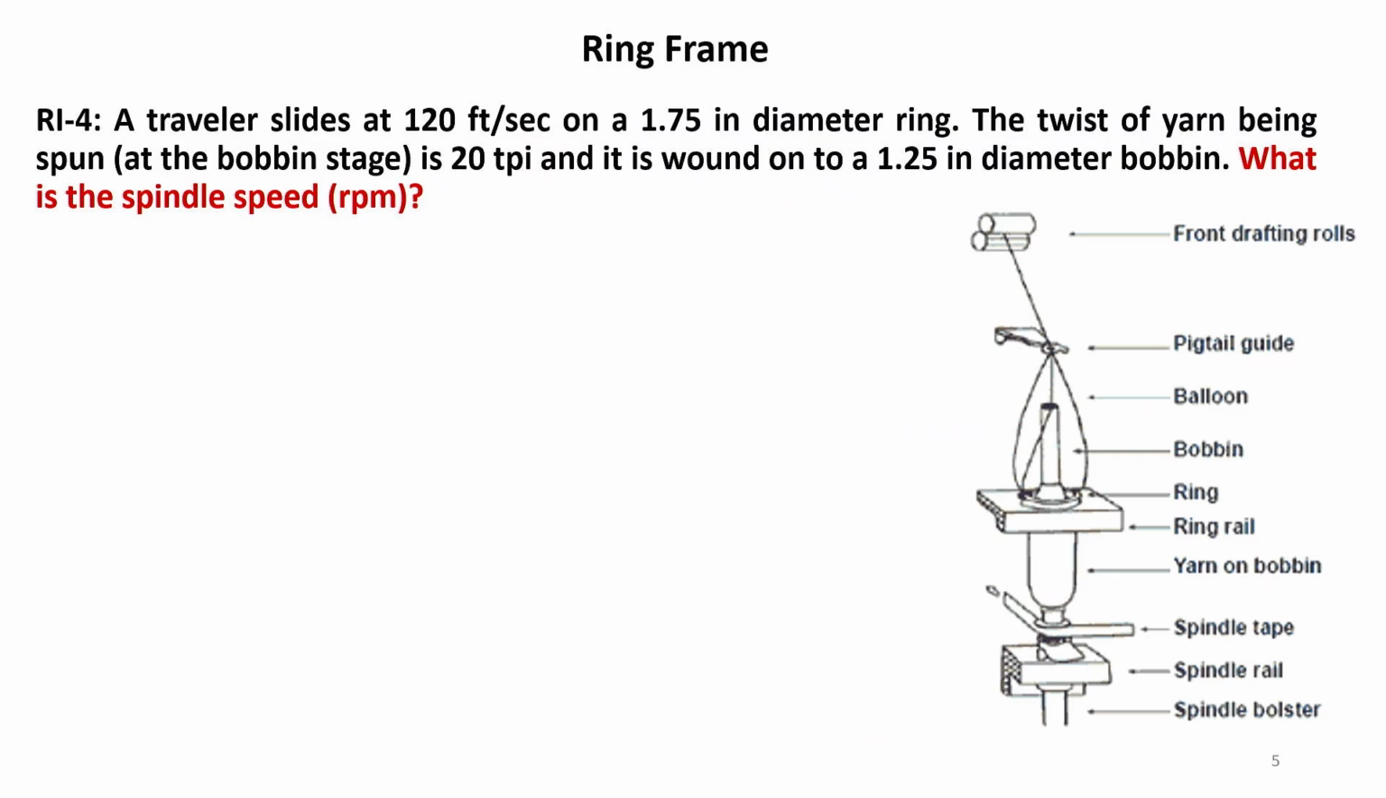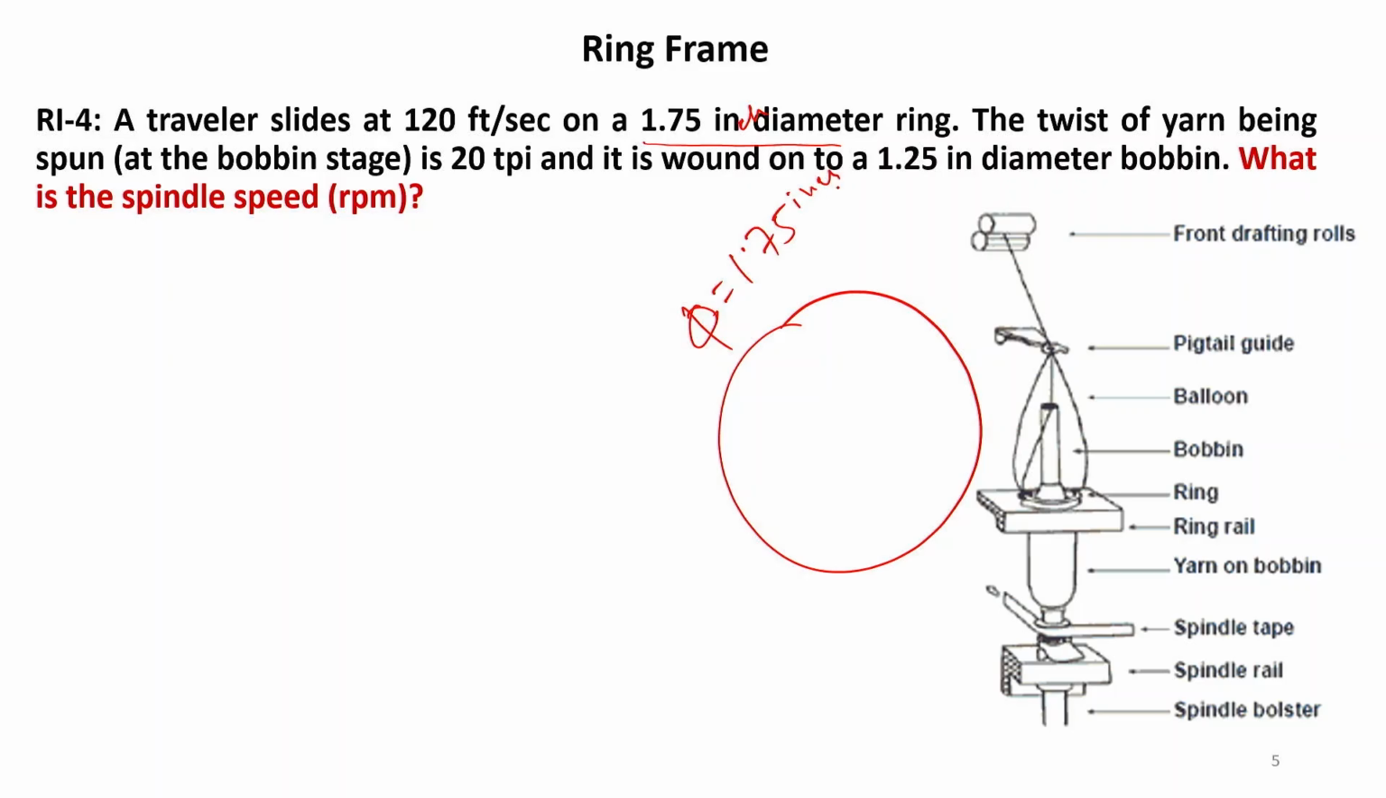Now, as I have mentioned, the traveler does not rotate, it slides or revolves around the spindle. So, a traveler slides at 120 feet per second, the sliding speed is 120 feet per second, on a ring with a diameter of 1.75 inch.